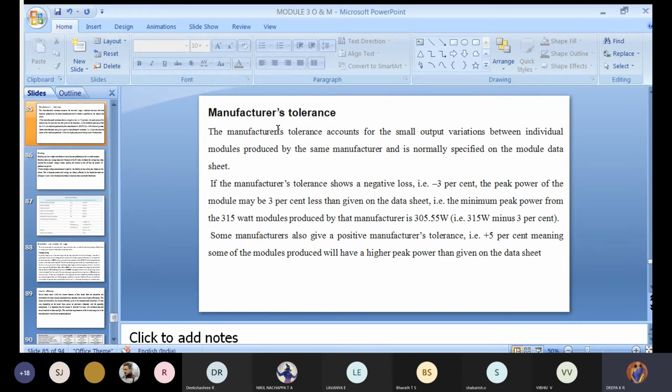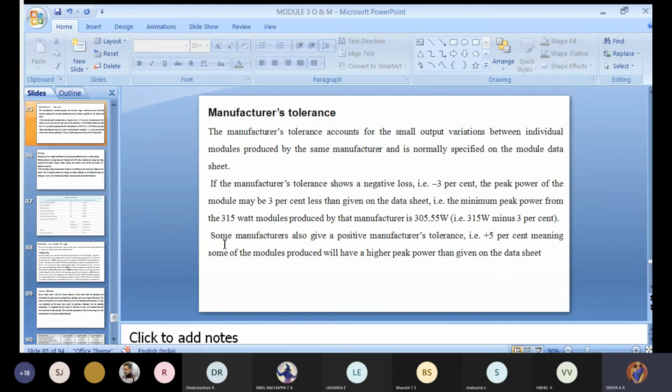So here also it is the same thing: manufacturer tolerance accounts for the small output variation between individual modules. This varies with respect to places or countries. One company will say its modules have +3, and another company will say -5. I think these are the two standards they are using, and this was given in this book. So -3%: in that case, the peak power of the module may be 3% less than the given datasheet value. If your actual output of the module is 315, what we have to do is subtract a minimum of 3%, because 3% of tolerance has been added. So that's why it is minus.